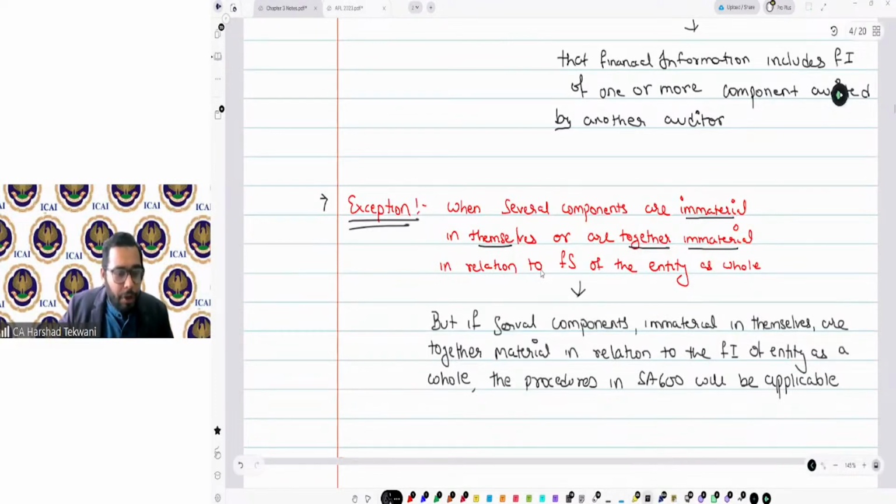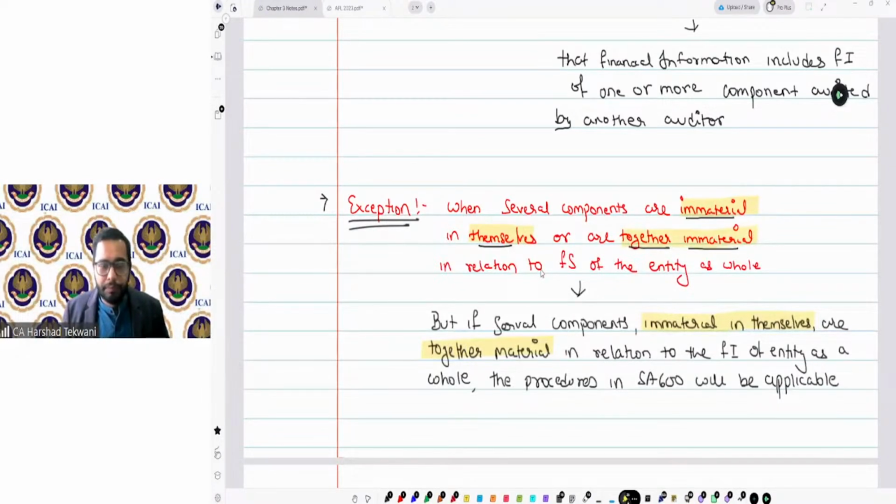So I'm talking about they are immaterial in themselves, but together they are material. The exception is immaterial in themselves plus together also immaterial. Understand the difference between both. If together they are material, I need to consider the requirement of this standard.